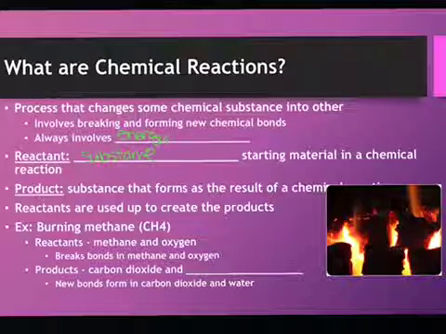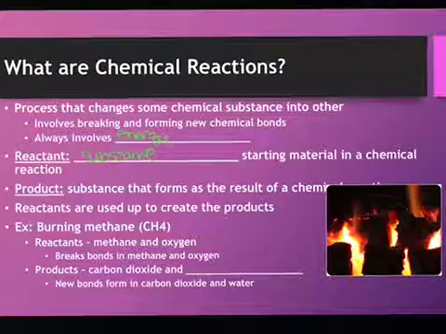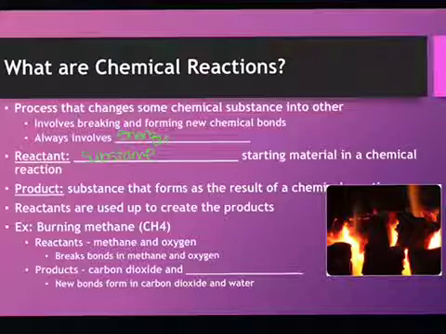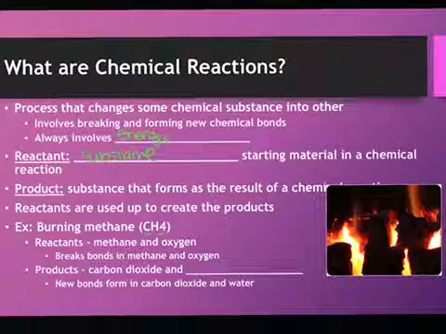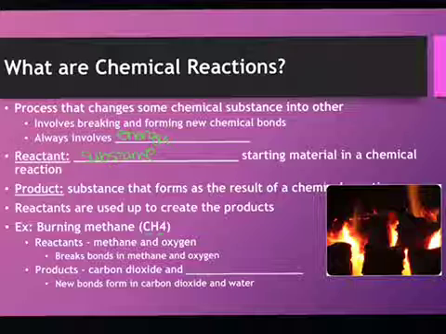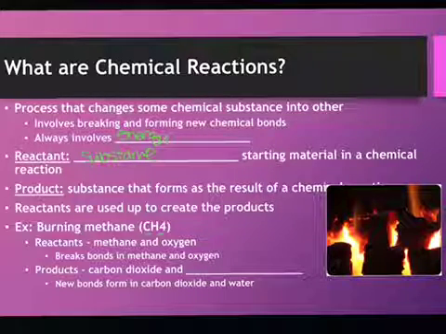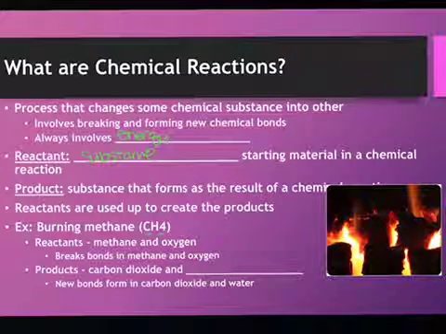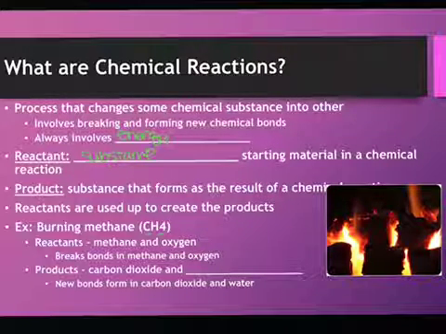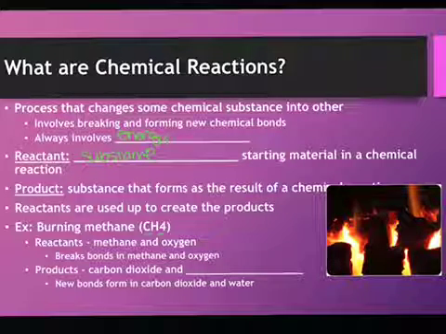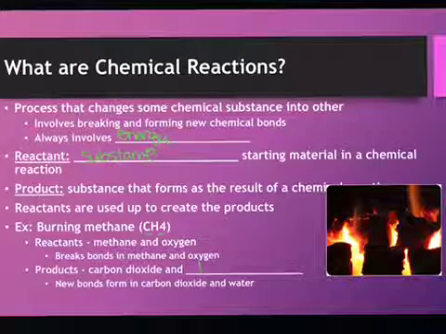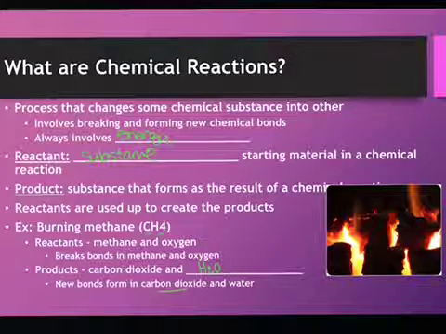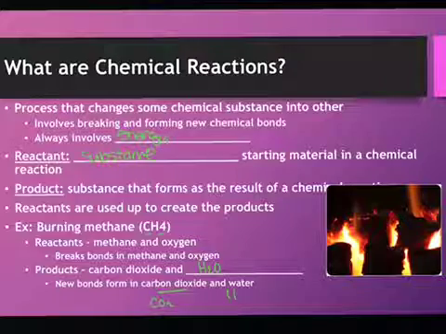And an example of this would be burning methane. Methane is an organic molecule made up of one carbon atom and 4 hydrogen atoms. When we burn methane, our reactants are methane and oxygen, and the bonds between the atoms in methane break and produce carbon dioxide and water. The new bonds then will form in order to produce the carbon dioxide and the water molecules.